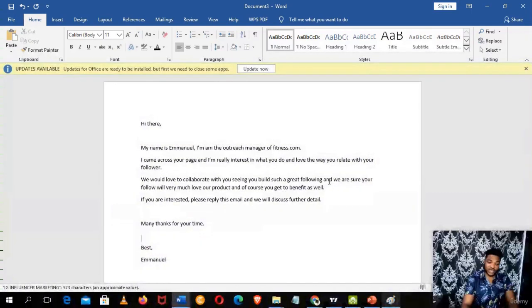So it's actually this simple. You want to keep things as simple as possible. Don't make it too long for them to read. Make it as short as possible. If you can make it shorter than this, that's fine. But don't make it too long so they have to take their time to read. Keep it as succinct as possible.